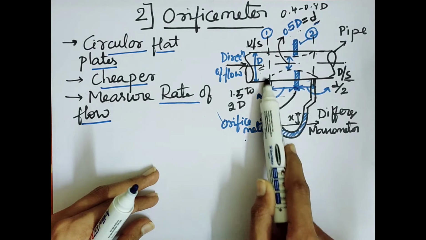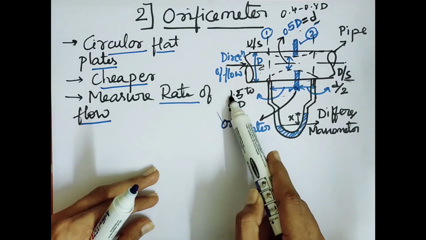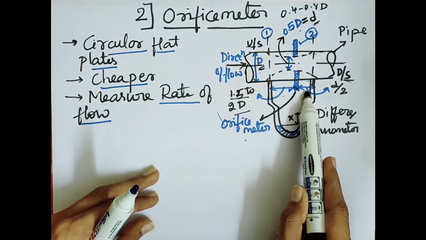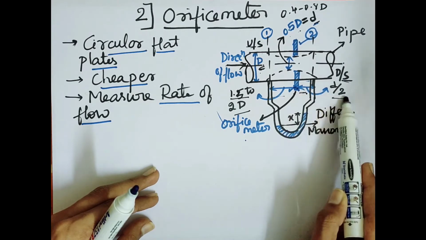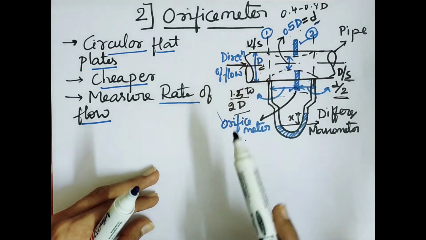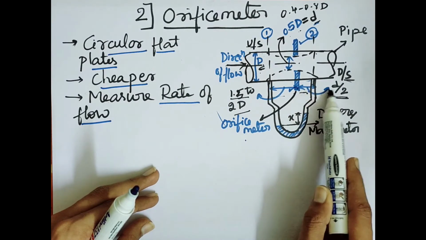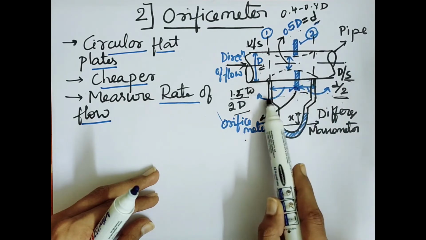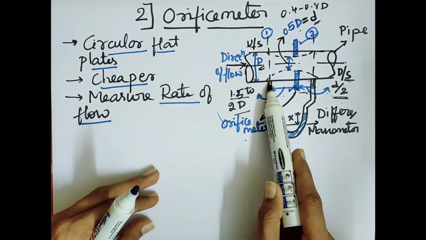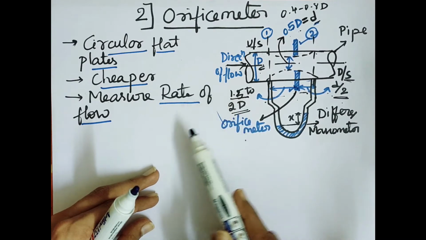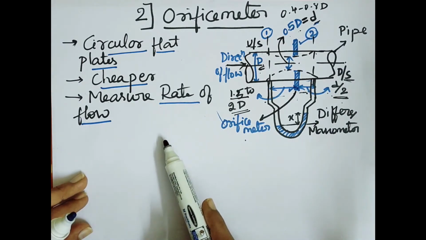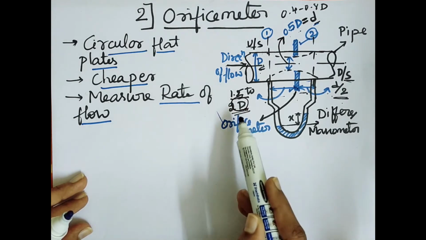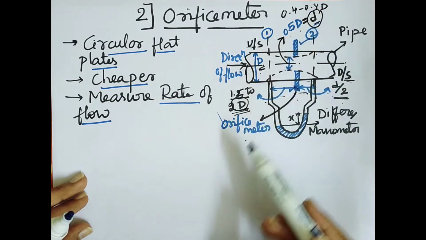The distance of section 1 and section 2 from the orifice is as follows. At the upstream, the distance of section 1 is 1.5 to 2 times the diameter of the pipe. Whereas at the downstream the distance of section 2 from the orifice is d by 2, half of the diameter of the orifice.